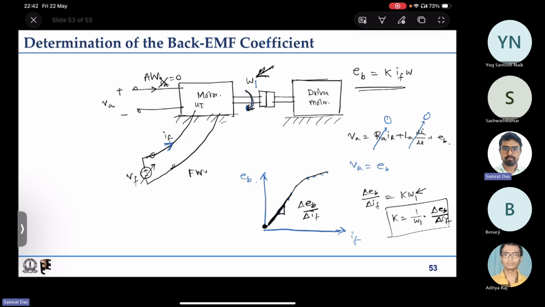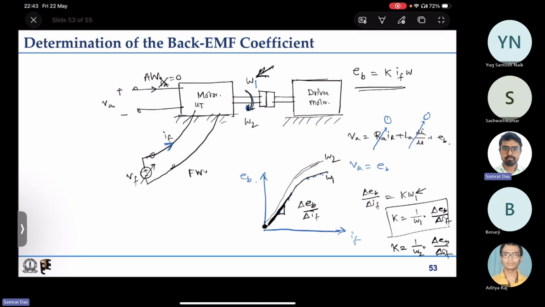And just to average them out, you can also run the motor at another speed, say omega 2. If it is higher, you will get some more curve like this. So this is at omega equal to omega 1, this is omega equal to omega 2. You can get the second value of K equal to 1 by omega 2 delta EB by delta IF. And mostly these two Ks will be quite close to each other.